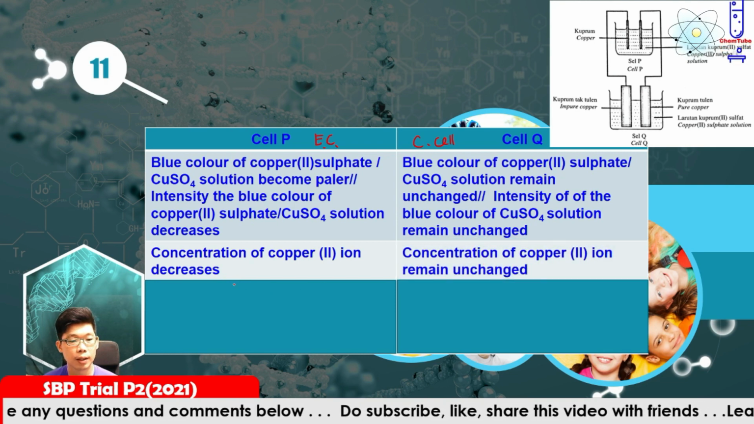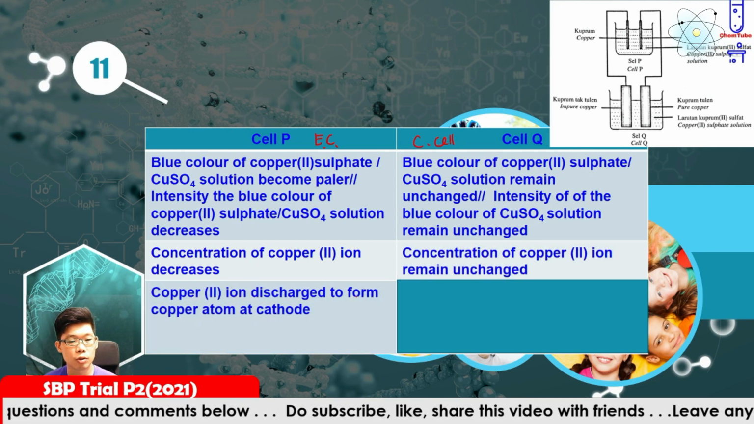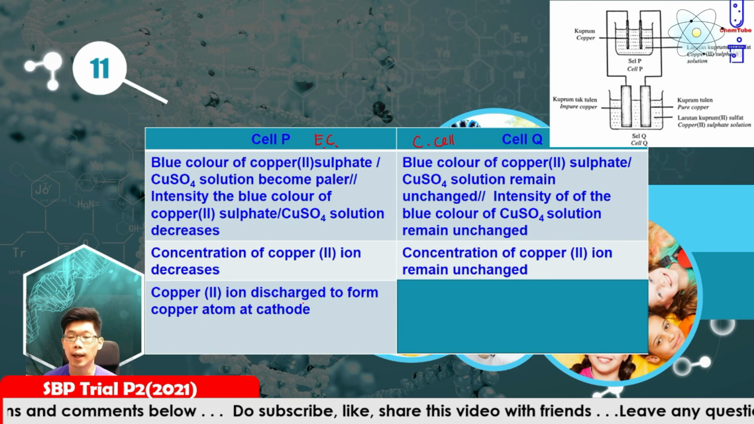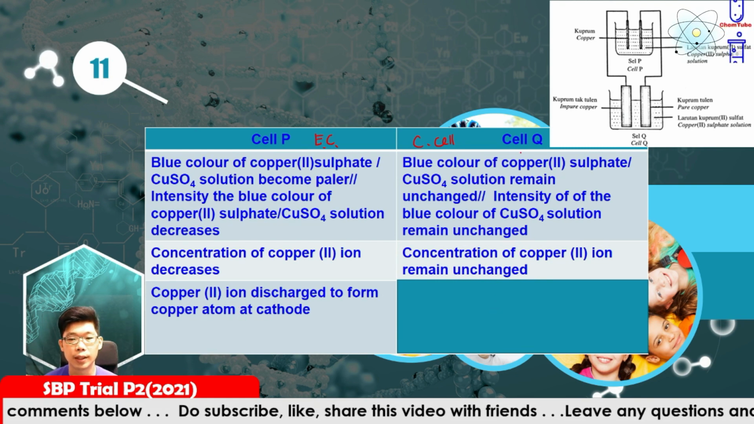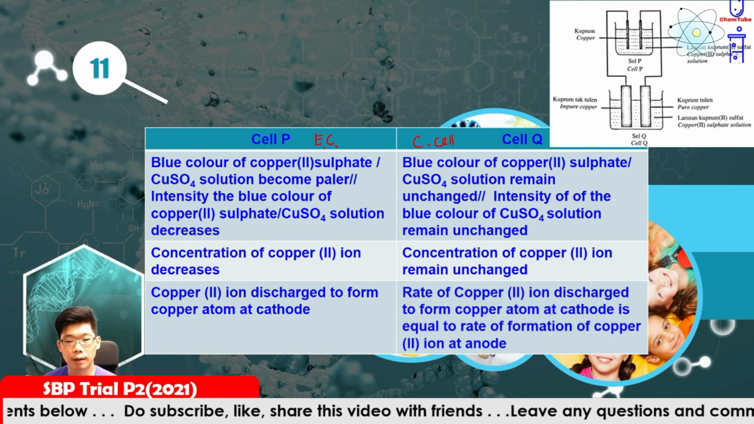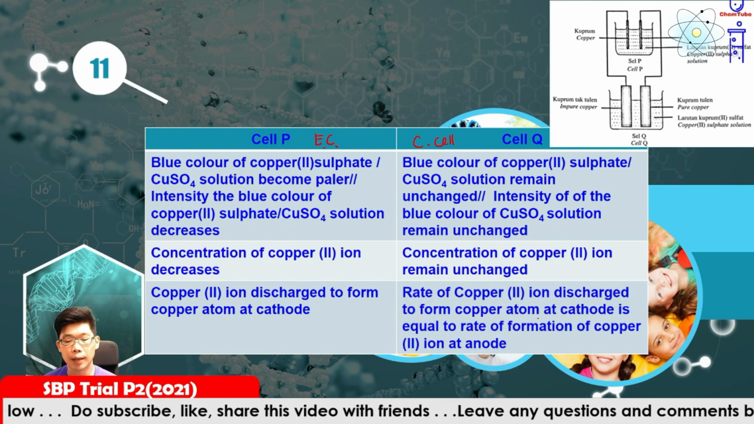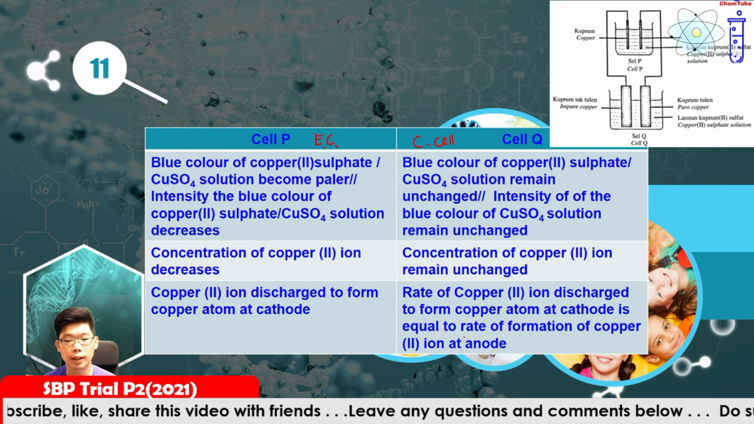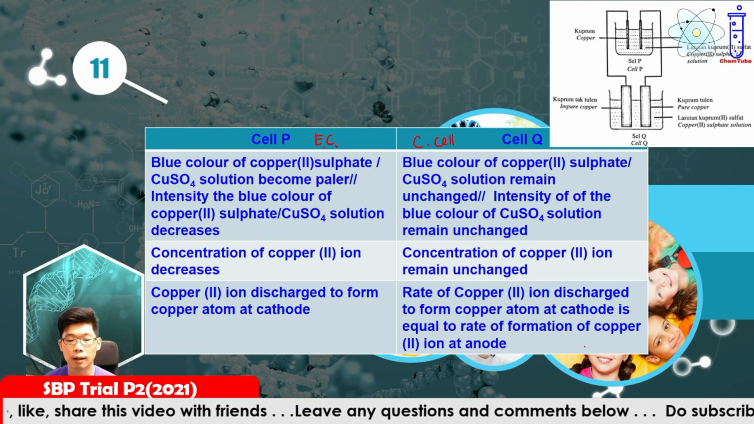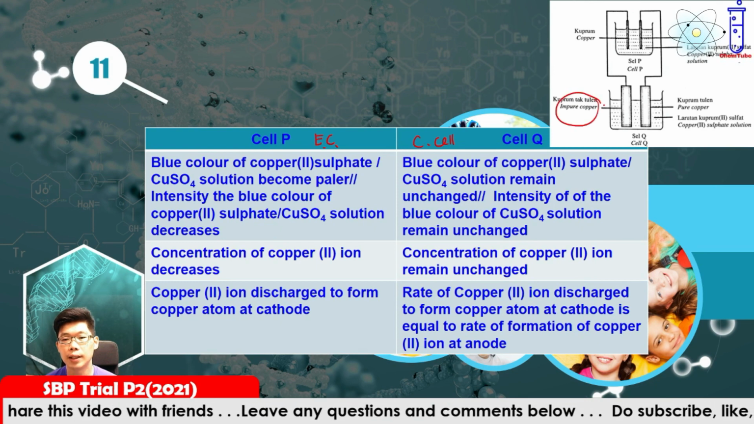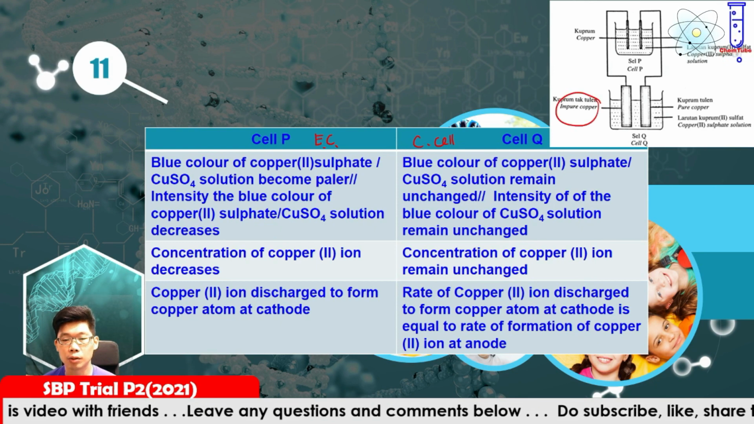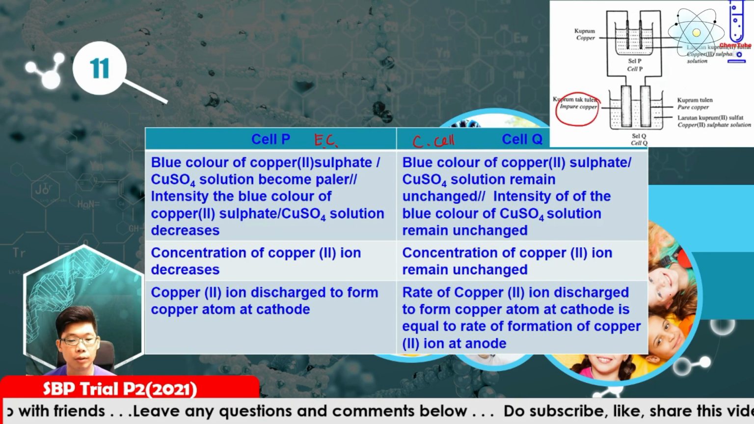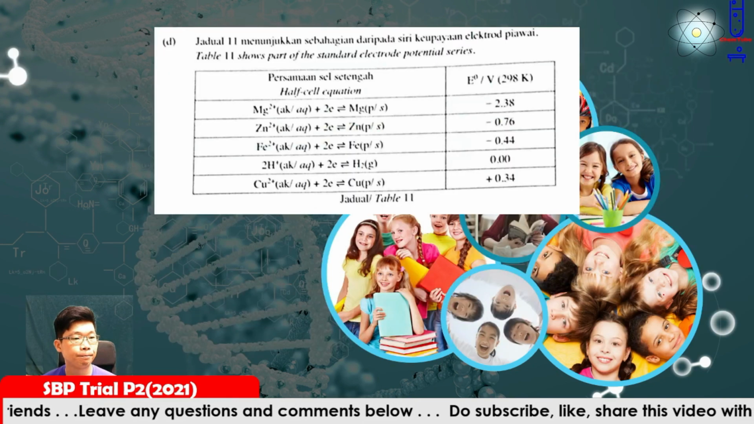Okay, why? Why it decrease? Because copper 2 ions discharge to form the copper atom at the cathode. But for the cell Q, right? Okay, the rate of copper 2 ion discharge to form the copper atom at the cathode is equal to the rate of formation of the copper 2 ions at the anode. Okay, because the impure copper, it will ionize, undergoes oxidation to form the copper 2 ions.